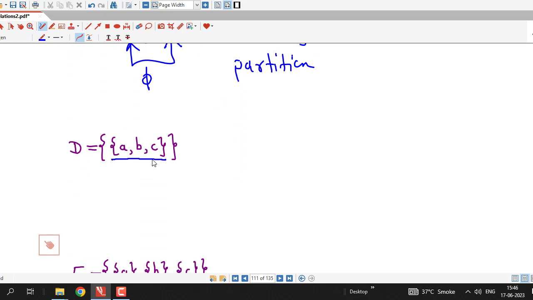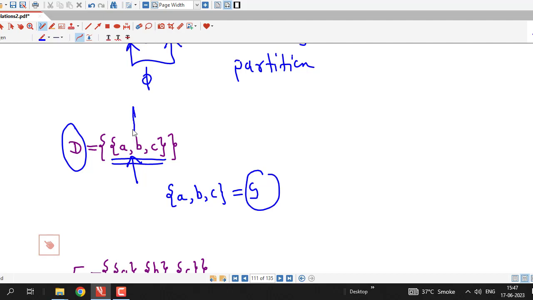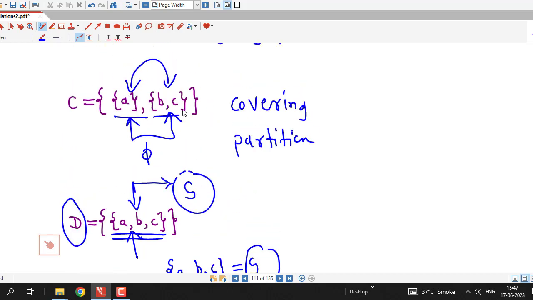Here we have only one member, and that is nothing but the set itself. So this is equal to S, and because we have only one member, we can say that elements of D are mutually disjoint, because we cannot find two subsets which are not mutually disjoint. So this is by default a partition of a set S, but there is only one block in this partition, and that block is nothing but the given set itself.